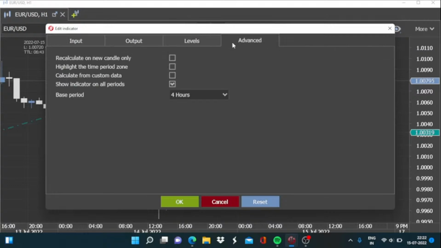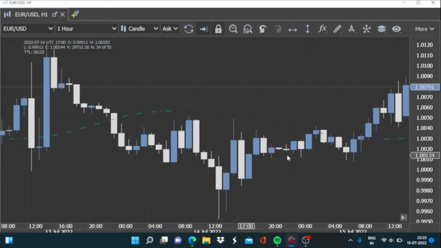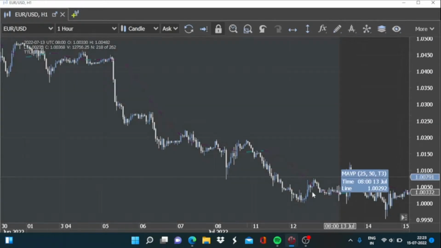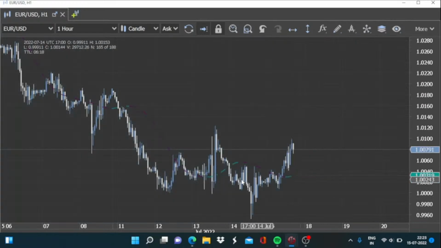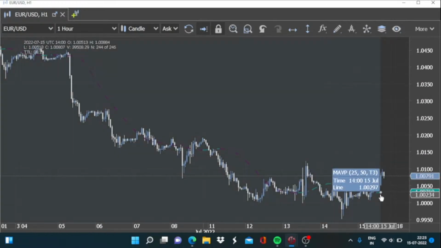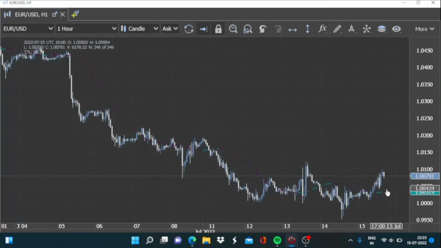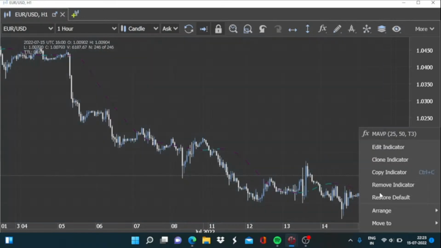Now we go to the advanced options. If you want the recalculation of the MAVP to be done only on the new candle, then you can check this box, and the calculation will be done only once whenever a new candle formation takes place. If you want the time period of the calculation to be highlighted, then you have to check this box, and the calculation period will be highlighted. So whatever the calculation period is, it will be highlighted, and here 50 hours worth of data is being used for the calculation of this MAVP. All right.